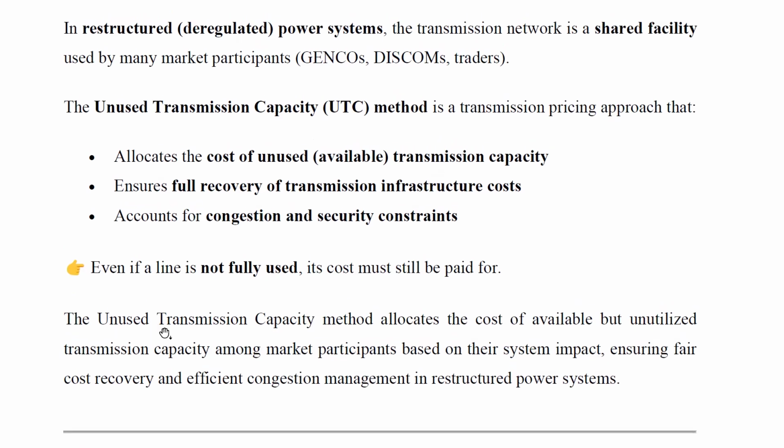The unused transmission capacity UTC method allocates the cost of the available but unutilized transmission capacity among the market participants based on their system impact, which ensures fair cost recovery and efficient congestion management in the restructured power system.